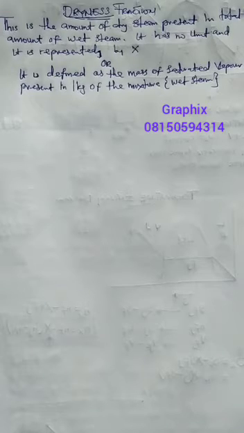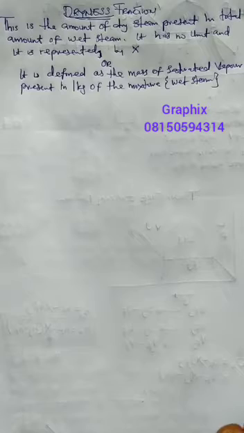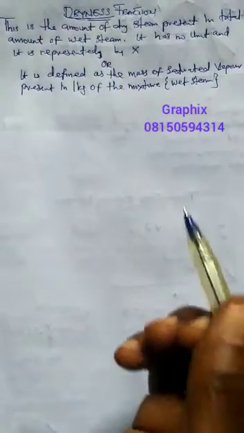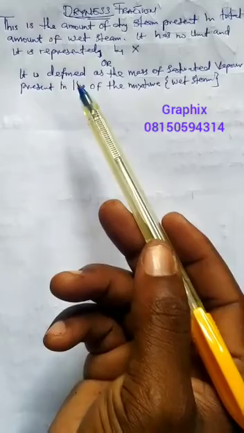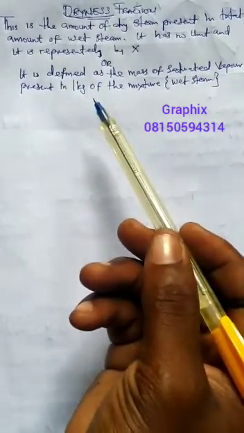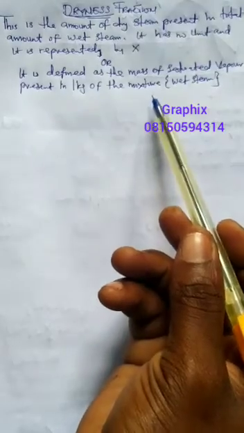We say a dryness fraction can be defined as the amount of dry steam present in the total amount of wet steam. It has no unit and it is represented by x, small letter x. Or you can say the dryness fraction is defined as the mass of saturated vapor present in 1 kilogram of the mixture. What's the mixture?